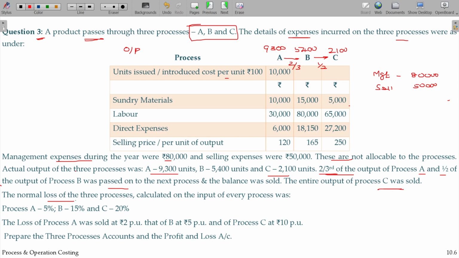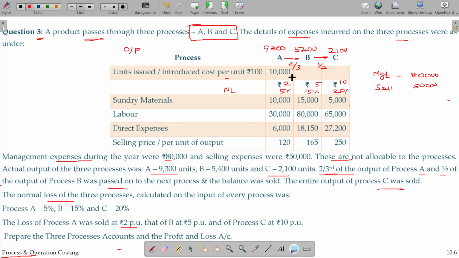The normal loss of the 3 processes calculated on the output this way. Normal loss, I am just noting here: 5% in case of A and 15% in case of B and 20% in case of C. And that will be saleable at rupees 2 and 5 and 10. Prepare the 3 process accounts and then profit and loss account. Is that okay?